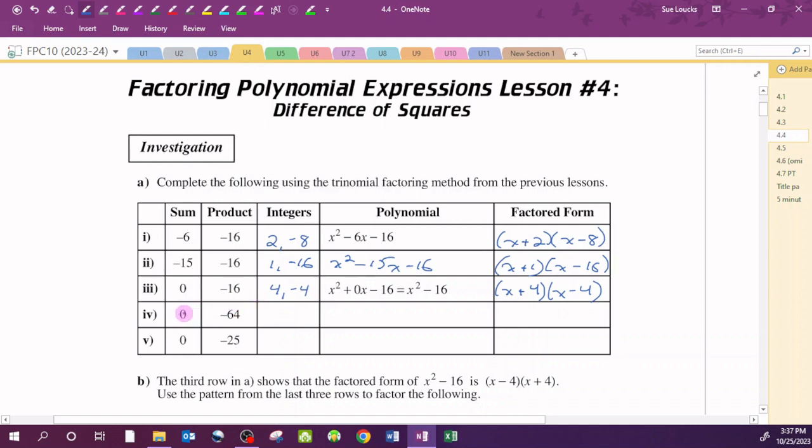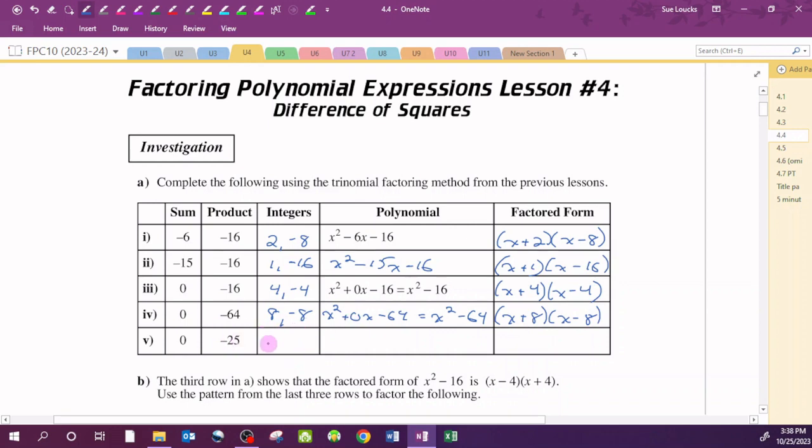Okay, this one, again, we've got a sum of 0, so our two numbers need to be the same number, but one positive, one negative. And it's going to be the square root of this, because that's what we need to multiply to get the 64 part of it. So it's going to be 8 and -8. So this is x squared plus 0x minus 64, which equals x squared minus 64. So if we have x squared minus 64, we can factor that as x plus 8, x minus 8.